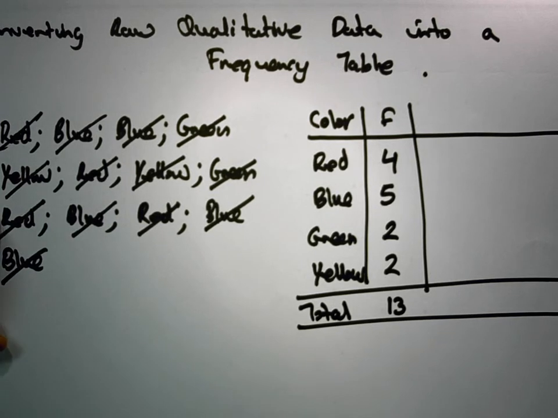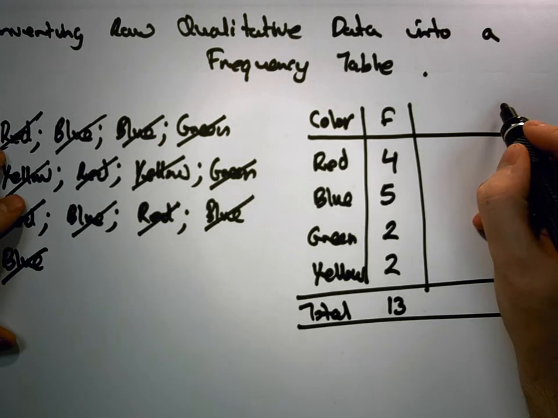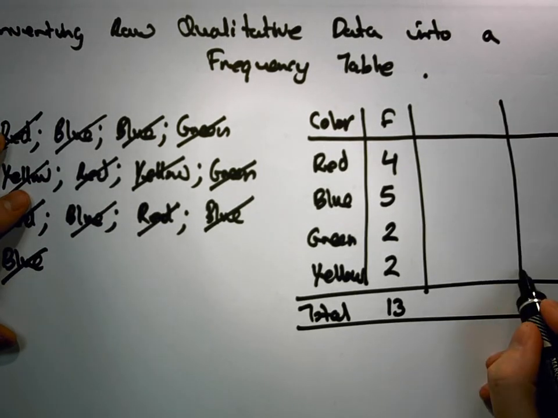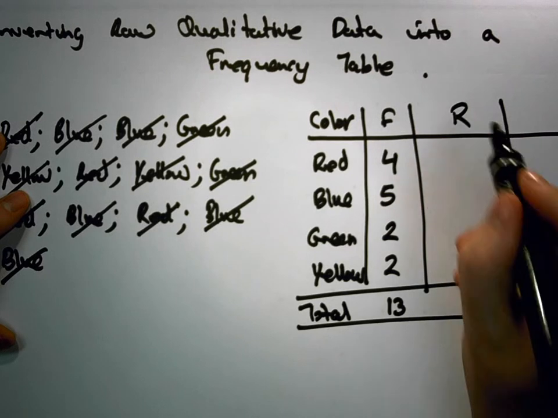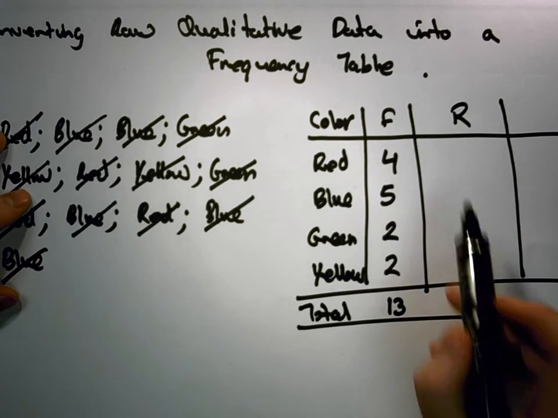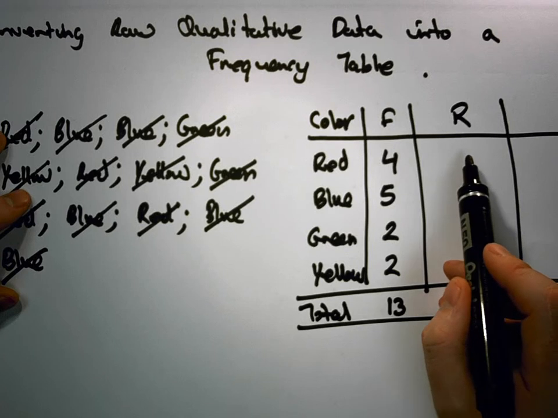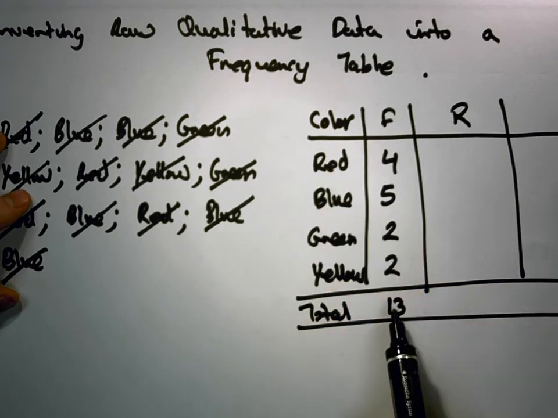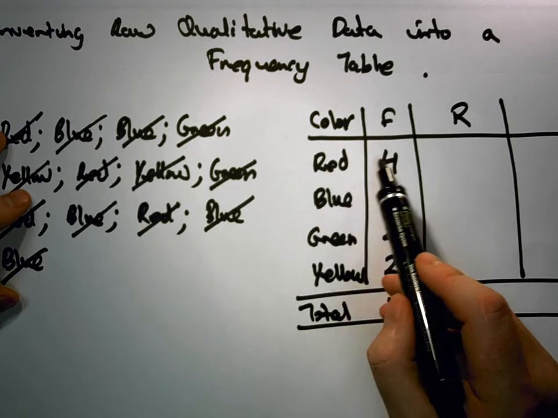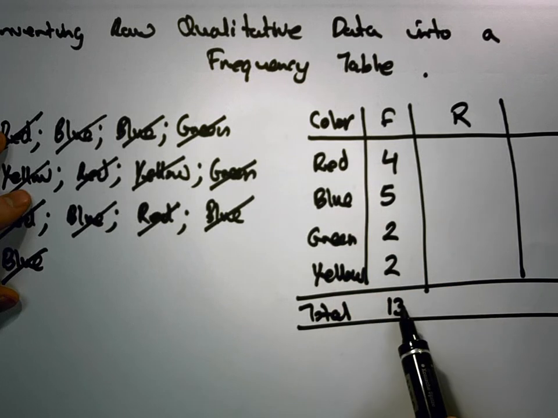What we can also do is create what is known as a relative frequency table. A relative frequency table just consists of another column. We typically represent that by R. And in this particular column, what we do is we list down the values for each variable relative to the total. In other words, how many observations for each variable occurred relative to the total.